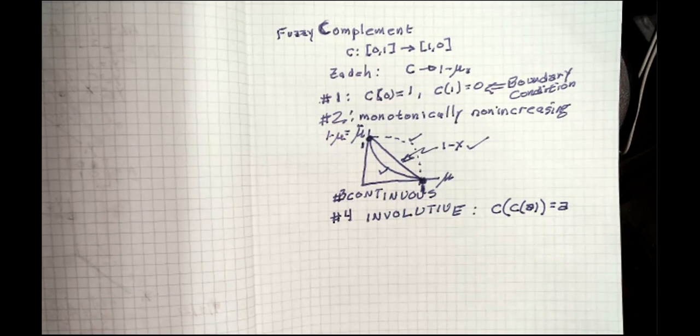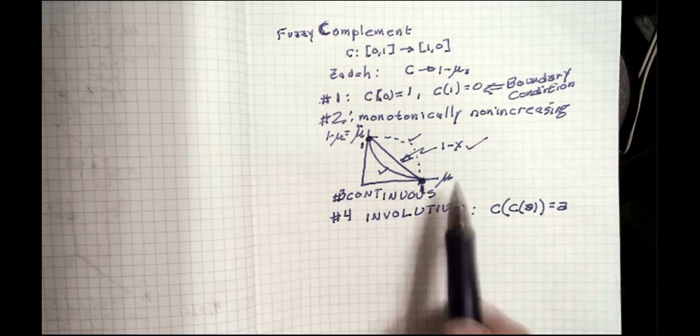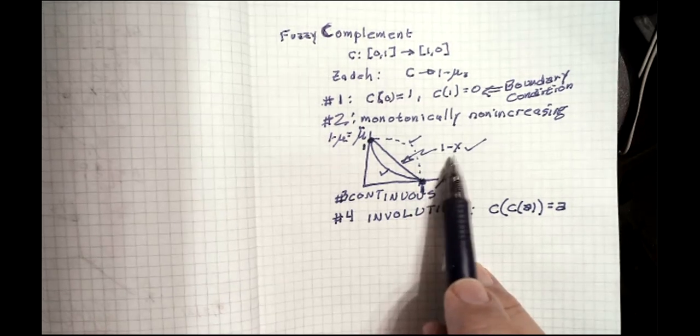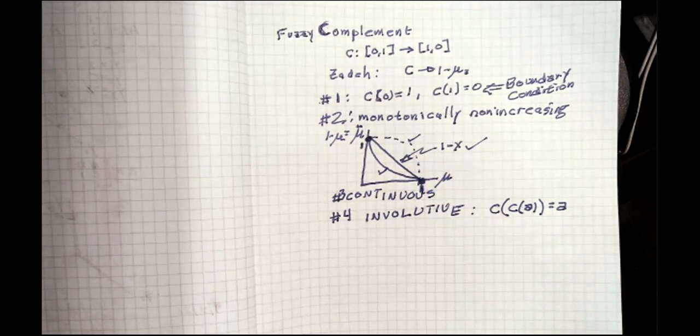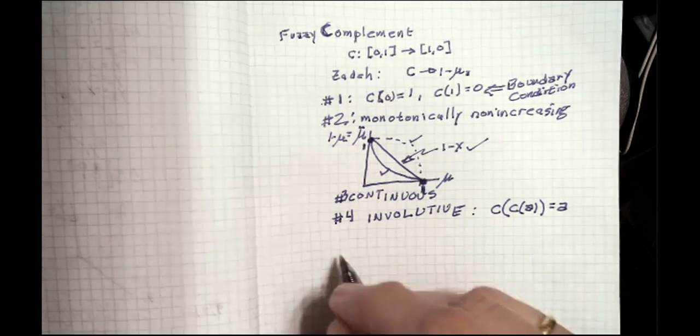So that's kind of a restrictive one. Notice that this works for 1 minus x, right? This works for Zadeh's 1 minus x. Involutive works there. So the question is what is a possibility for some of these different results?